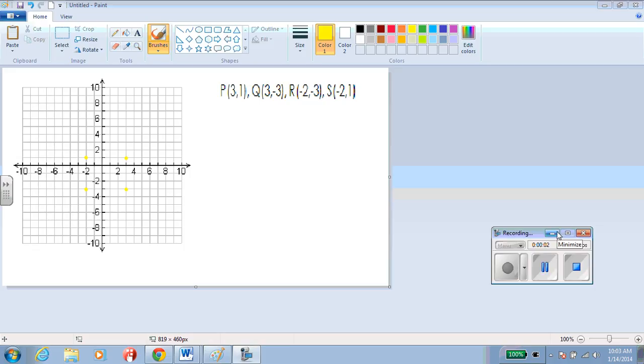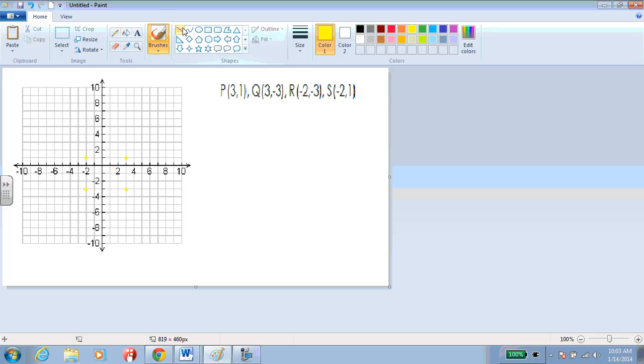I'm given the points P, Q, R, and S, which I've already plotted on my coordinate plane, and I want to determine if these points make a rectangle. Now, by plotting the points, it certainly looks like a rectangle, but I need to prove it. So go ahead and draw my lines in here.